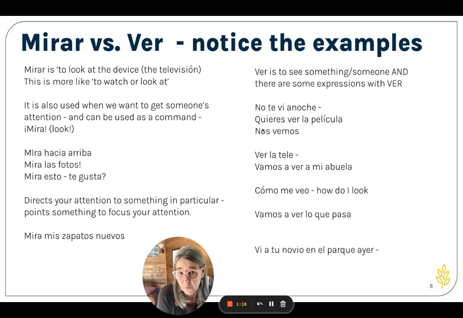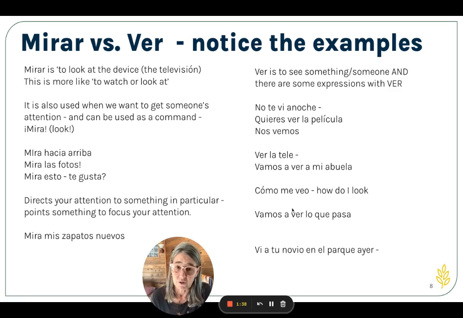Or I want to see the movie. Yo quiero ver la película. ¿Tú quieres ver la película? Vamos a ver lo que pasa. We're going to see what happens in the movie. Vi, I saw a tu novio. We're going to get the letter A in a minute. But right now, the verb ver is I saw your boyfriend in the park yesterday.